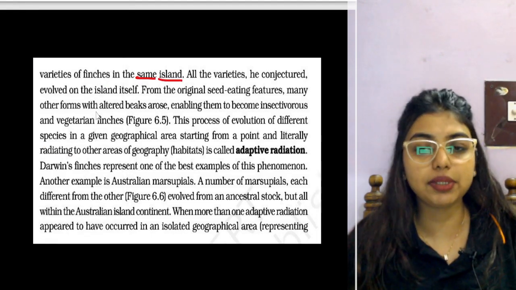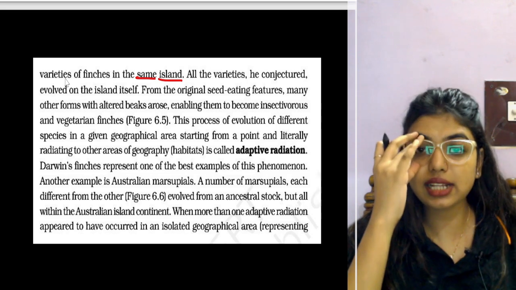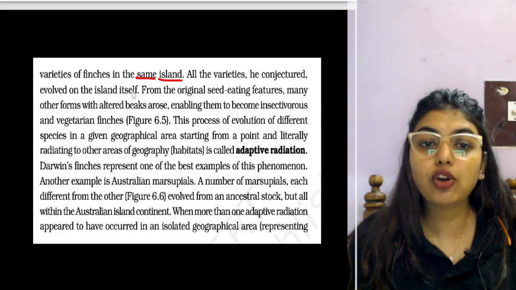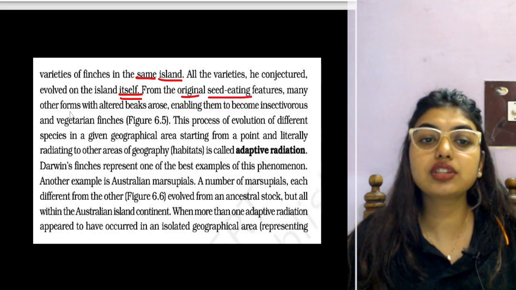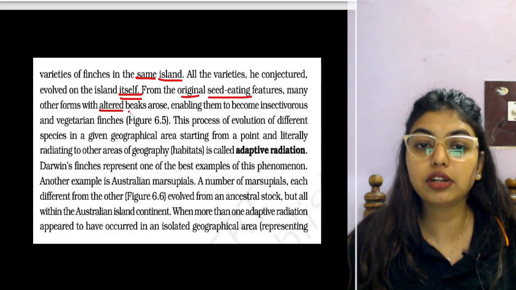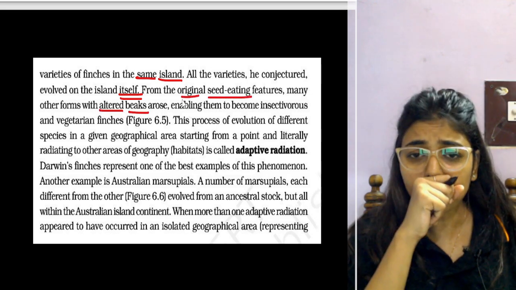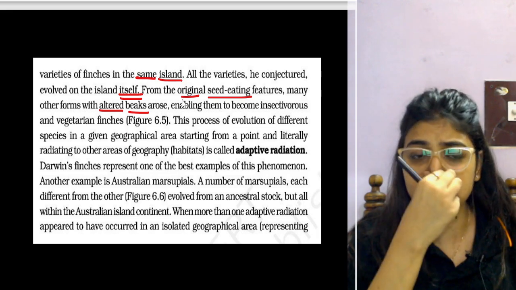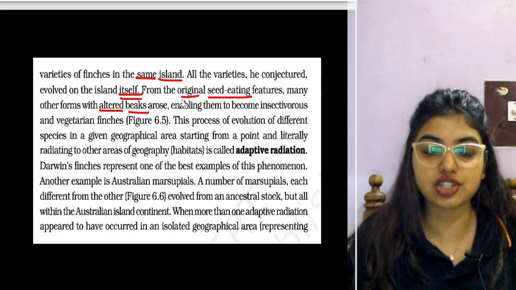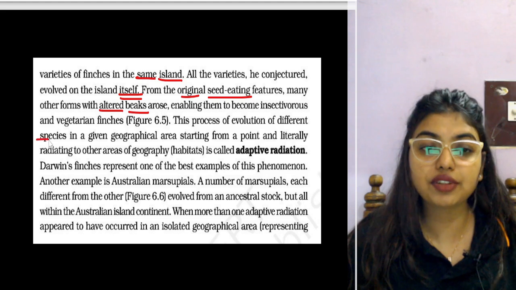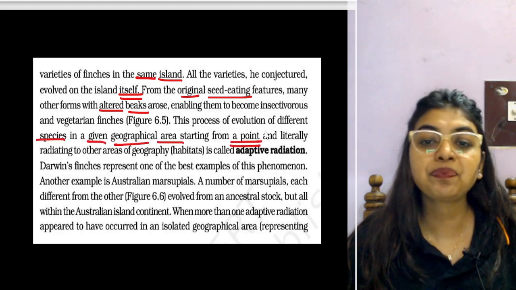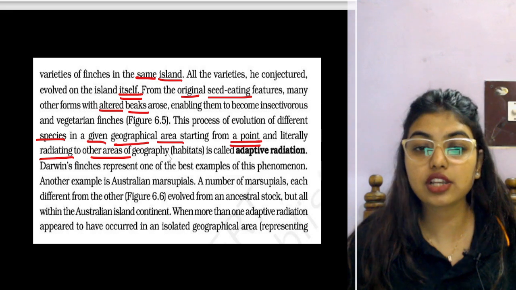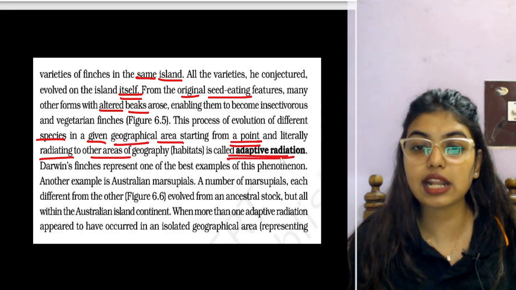Now, how is that possible? All the varieties he conjured evolved on the island itself. From the original seed-eating features, many other forms where altered beaks arose, enabling them to become insectivorous and vegetarian finches. This process of evolution of different species in a given geographic area, starting from a point and literally radiating to other areas of the geographic habitat, is called adaptive radiation.